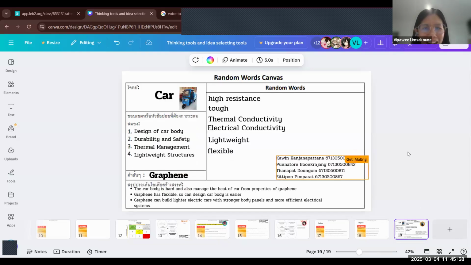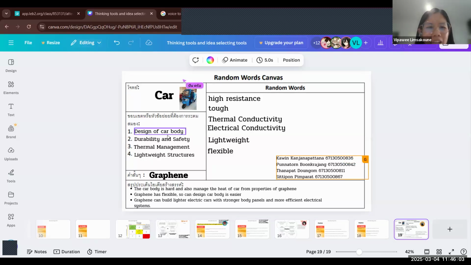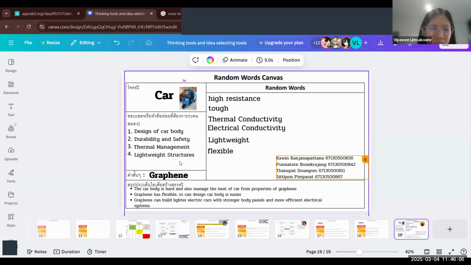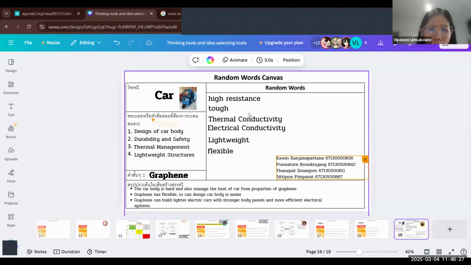So this group use design car, right? Okay, design of car body, durability and safety, for example. And then they use the word graphene. Wow, fancy word, right? So they thought about the properties of graphene, and then they write down the words that related to graphene. And then they write the ideas regarding using the word here with the topic of interest.